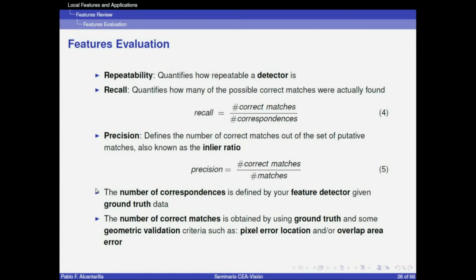Whereas the number of matches is defined by your descriptor. You will compute descriptors in one image, then compute the descriptors in the second image, and match the descriptors, so you will have a set of putative matches. From this set, some matches may be good, the set of correct matches, and some other matches are going to be erroneous. You normally identify the good and the erroneous ones thanks to the ground truth. You also use some geometric validation criteria for identifying the correct and bad matches, normally the pixel error location given ground truth and the overlap area error.